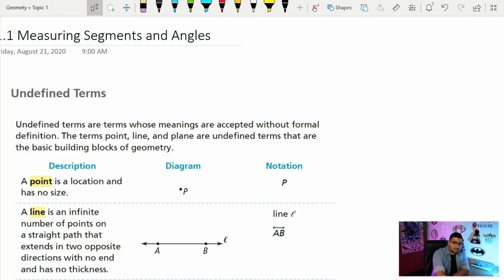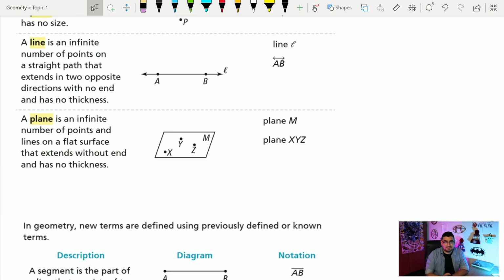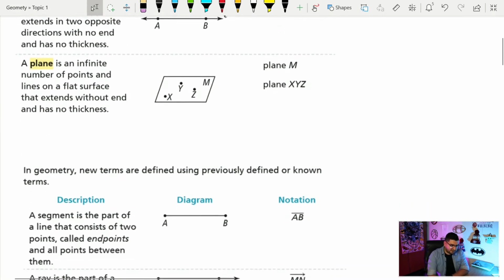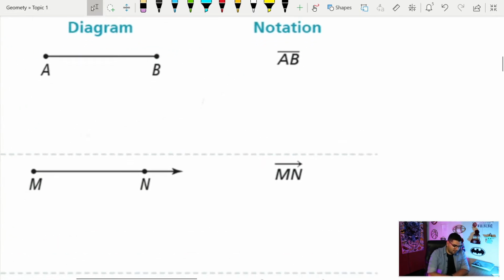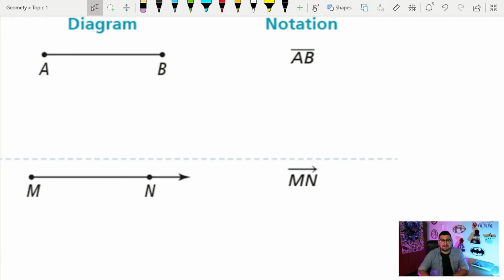What you're actually going to want to do first is make sure you're familiar with some terms such as points, what a line is, what a plane is, basically how we note them. But more importantly, I think you're going to become familiar with how we denote a line segment. So how do we refer to a line segment?